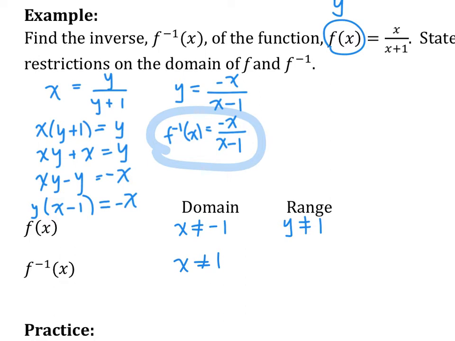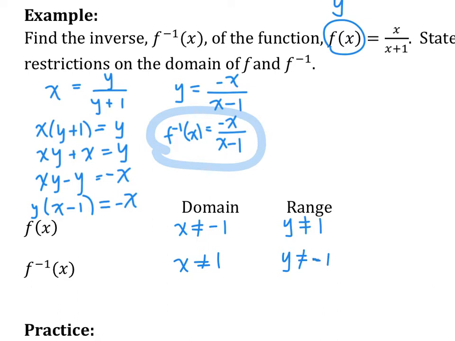Okay, now we can look at the range as well by looking for the horizontal asymptote. If you look at the degree in the numerator and the denominator, it's the same, it's 1. And so what you want to look for is the ratio of the leading coefficients, which in this case is negative 1. So y is not equal to negative 1.